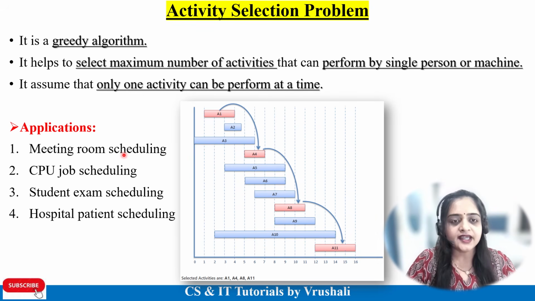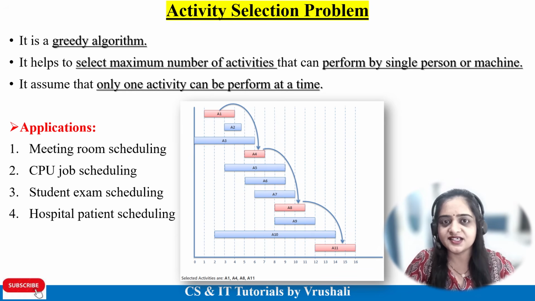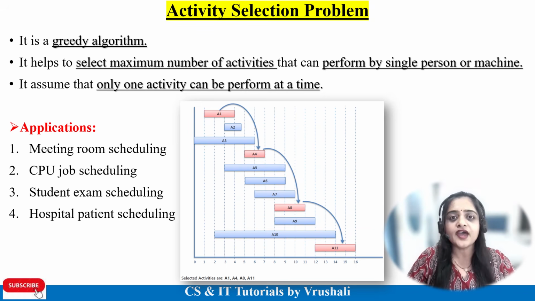Right. Again, this activity selection problem is used in CPU job scheduling, then hospital patient scheduling, and again student exam scheduling. See, the university declares your exam timetable, right? So at that time there is proper scheduling. First there are backlog papers, then regular papers are there. No other paper overlaps with each other. So this is the concept of the activity selection problem.